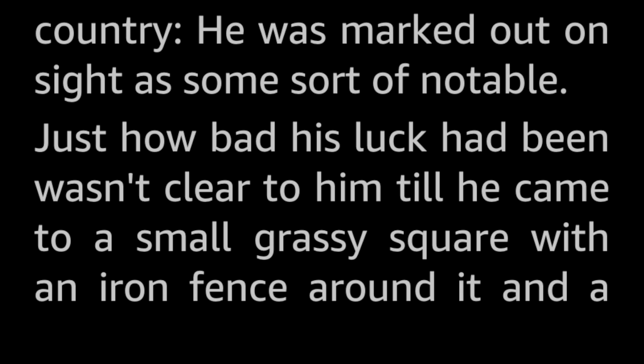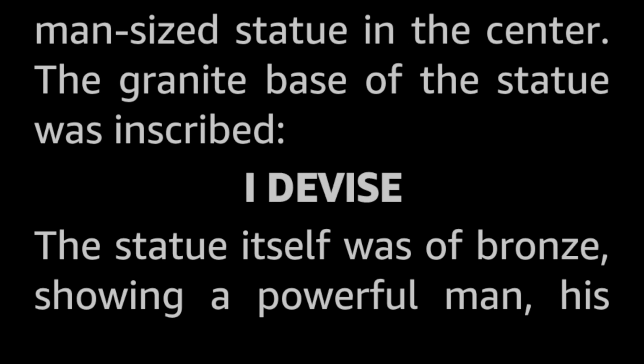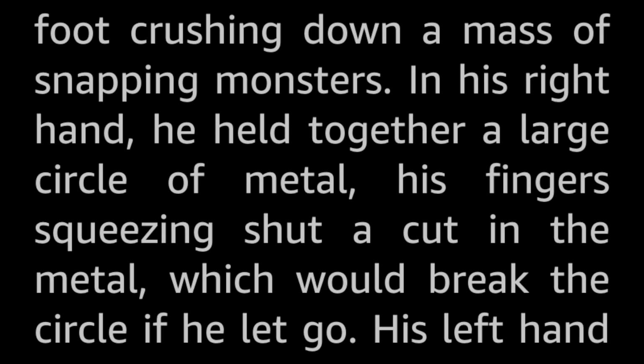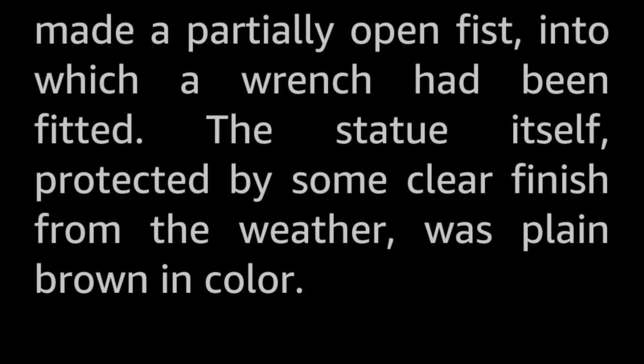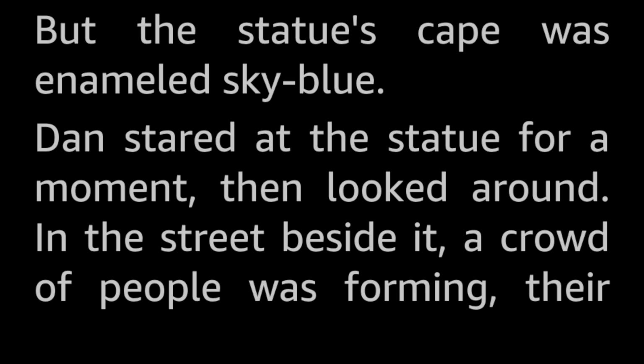Just how bad his luck had been wasn't clear to him till he came to a small grassy square with an iron fence around it and a man-sized statue in the centre. The granite base of the statue was inscribed, "I devise." The statue itself was of bronze, showing a powerful man, his foot crushing down a mass of snapping monsters. In his right hand he held together a large circle of metal, his fingers squeezing shut a cut in the metal which would break the circle if he let go. His left hand made a partially open fist, into which a wrench had been fitted. The statue itself, protected by some clear finish from the weather, was plain brown in colour. But the statue's cape was enamelled sky blue. Dan stared at the statue for a moment, then looked around. In the street beside it, a crowd of people was forming, their backs toward him, and their heads raised. Dan looked up.